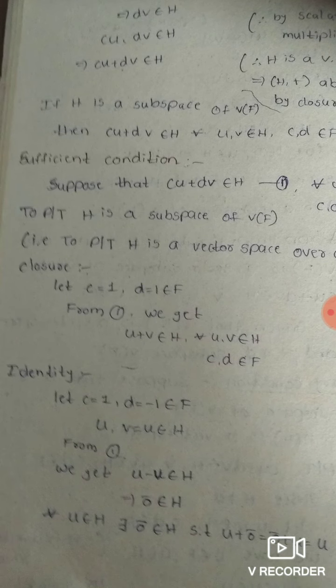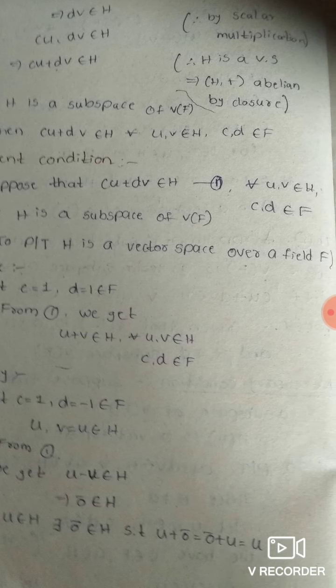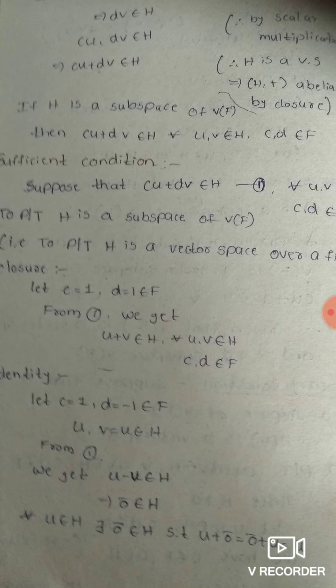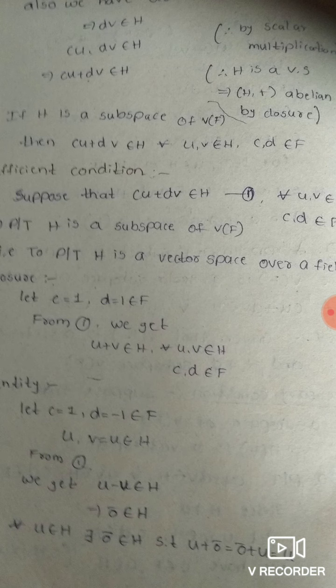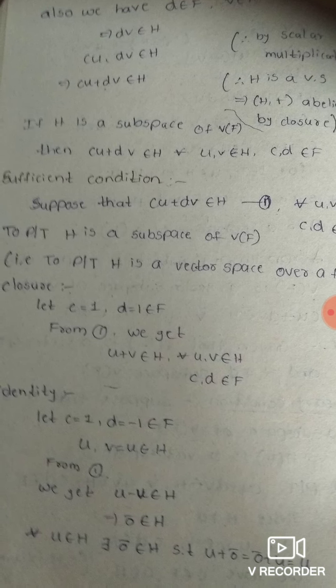Next we take the sufficient condition. Sufficient condition, the reverse or opposite. We write it: suppose that CU plus dV belongs to H. This is the first equation, for all u, v belongs to H, c, d belongs to F. To prove that H is a subspace of V of F.